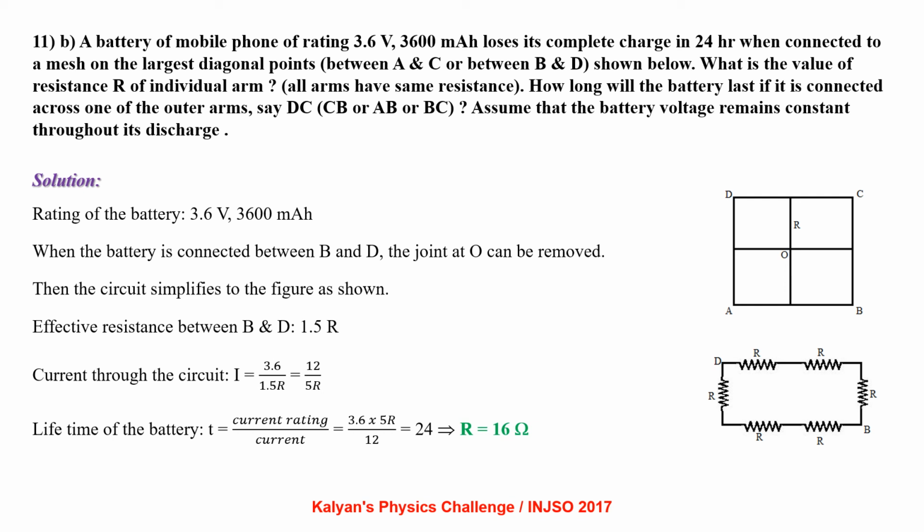Effective resistance between B and D is 1.5 R. Current through the circuit is 12 by 5R. Lifetime of the battery is current rating by current, that is 3600 milliampere hour divided by current, from which we get R equal to 16 ohm.